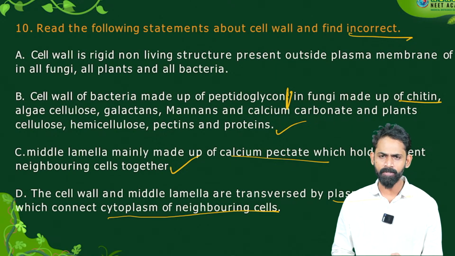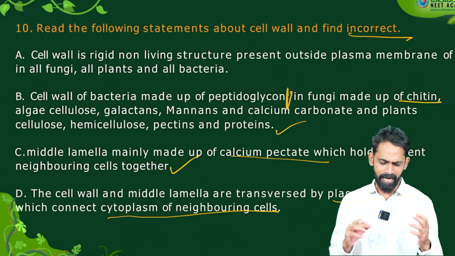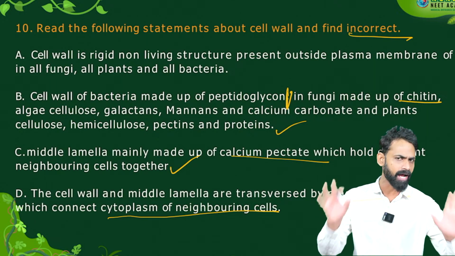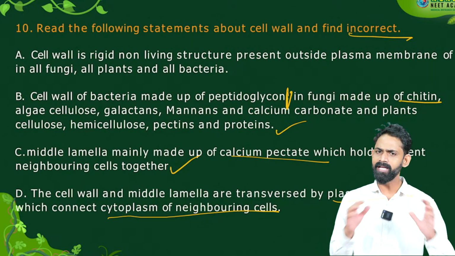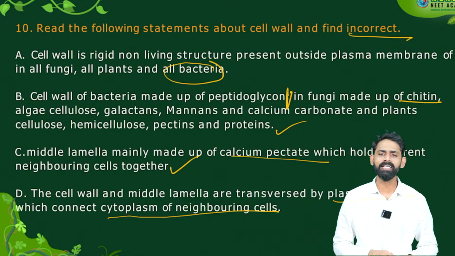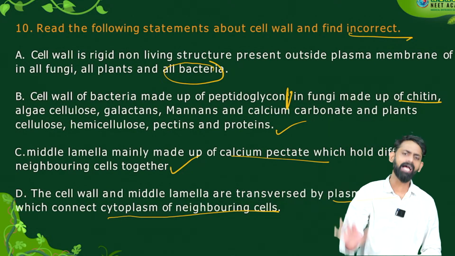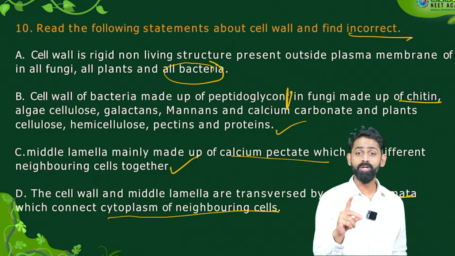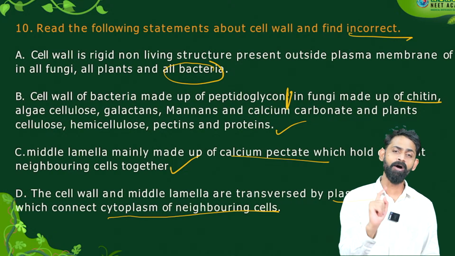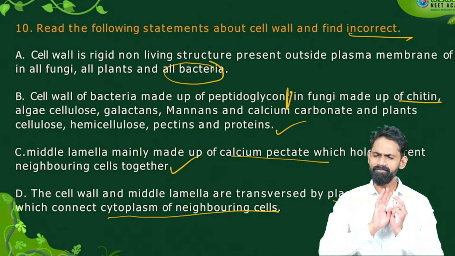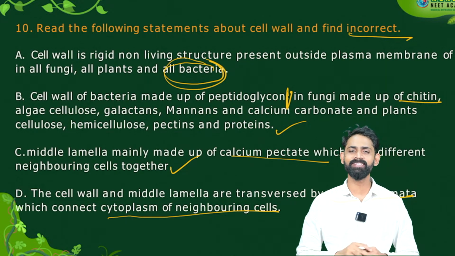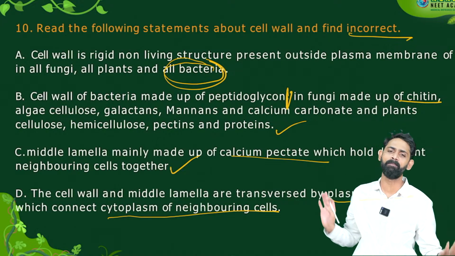Now comes to the first option. You can clearly understand: the cell wall is a rigid non-living structure present outside the cell membrane of all fungi. That's good. All plants, that's good. But all bacteria is wrong, because 99% of bacteria have a cell wall. The only known bacteria without a cell wall is called mycoplasma. That is why everything is exactly correct except all bacteria. You need to understand the small thing I applied.